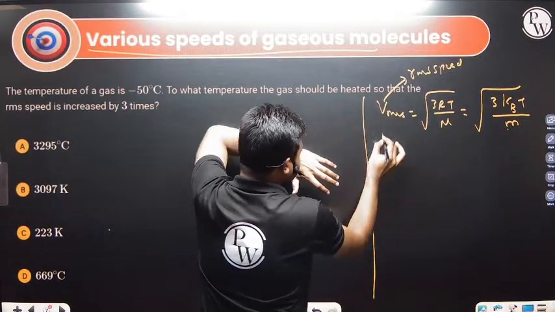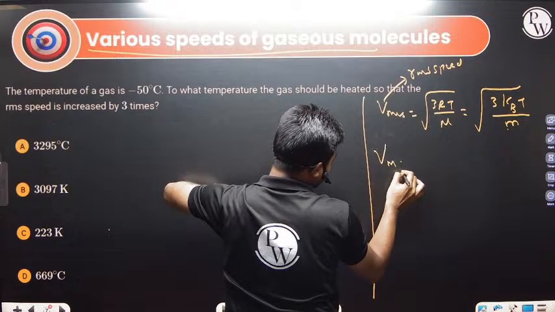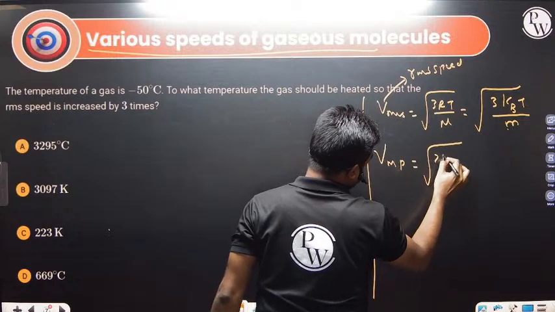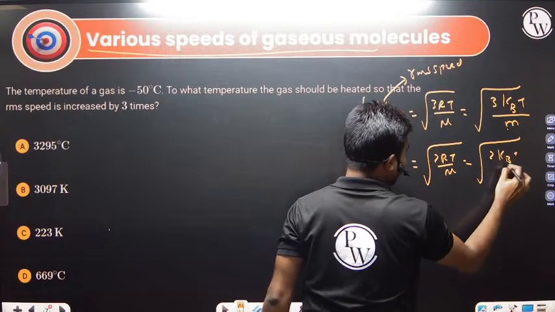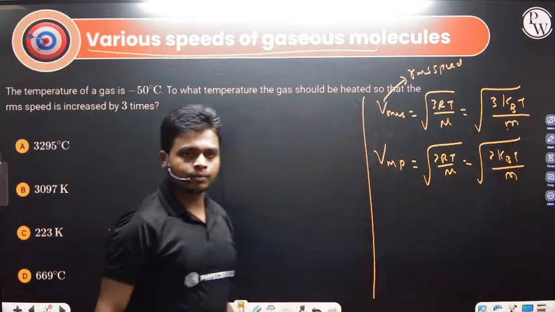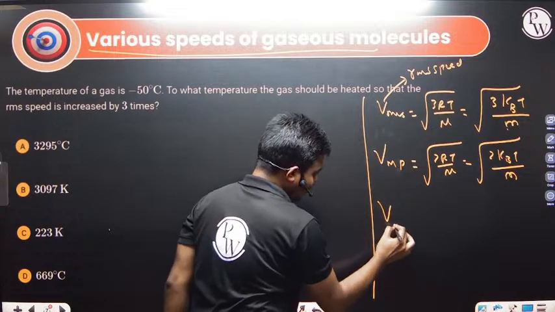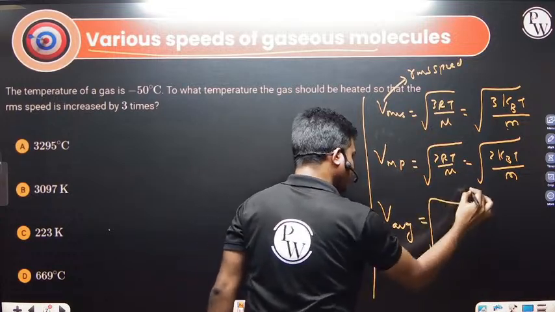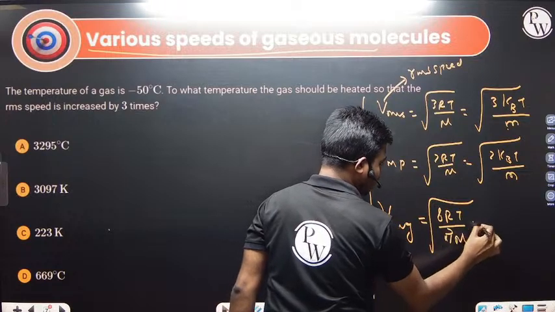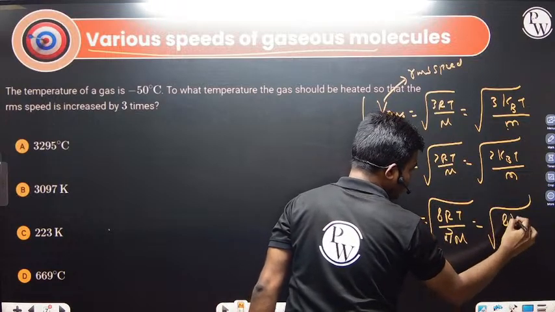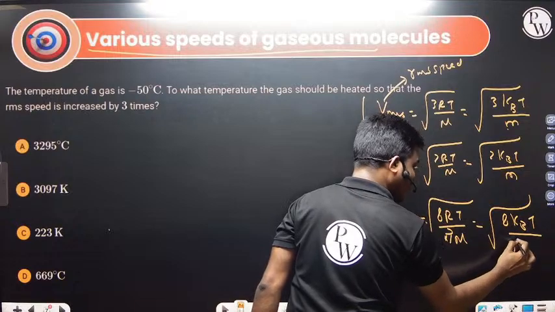And if we talk about this one, that is most probable speed. What is most probable speed? Under root 2RT by M. So this will be given by under root 2 kBT divided by small m. Next, the average speed is given by under root 8RT divided by pi M, and this will be under root 8 kBT divided by pi small m.